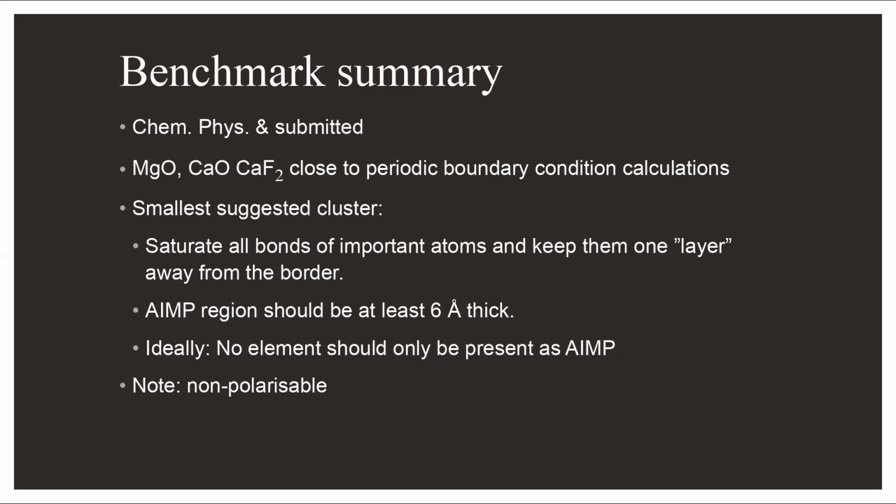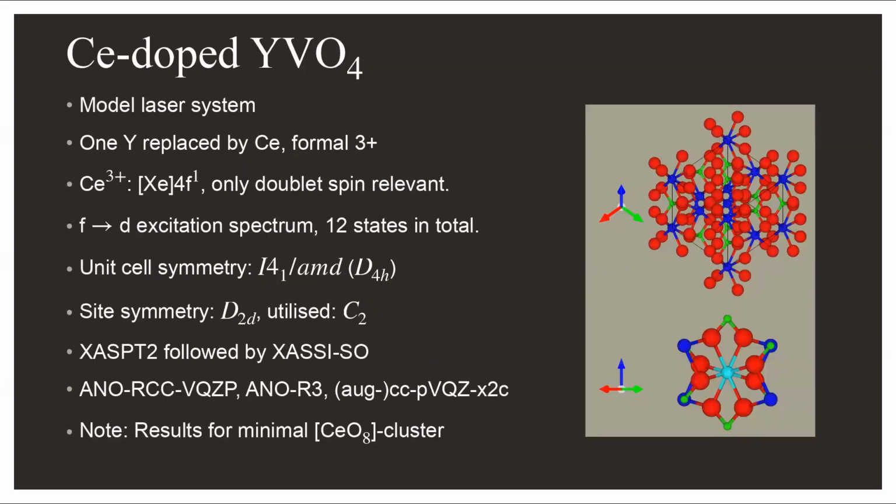But to move on to some results. Okay, so the first material I'm going to throw at you is cerium-doped yttrium orthovanadate. Awful thing to say. This is a model laser system, which we have started to study a bit. In principle, you take this awful looking unit cell and you replace one of these blue things, yttrium, with a cerium ion. And since this is a cerium 3+, you really only have one single electron that plays any part. So at least if you look at this from a formal point of view, it's a 4f1 species.